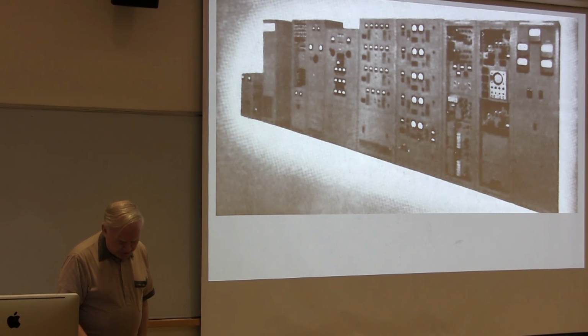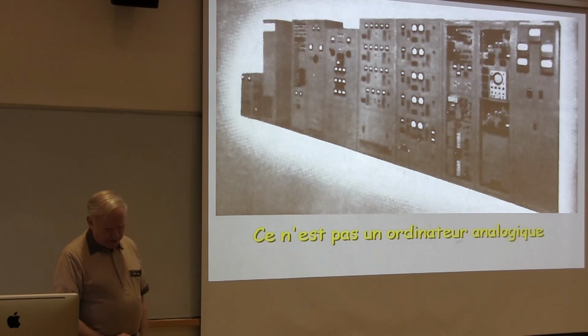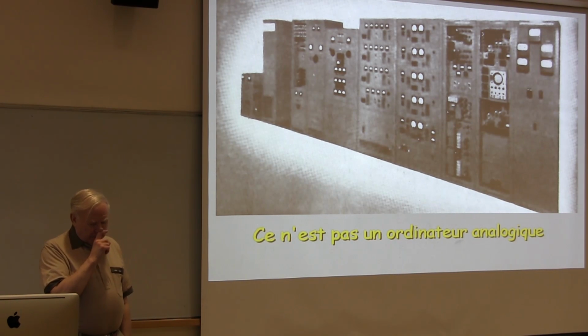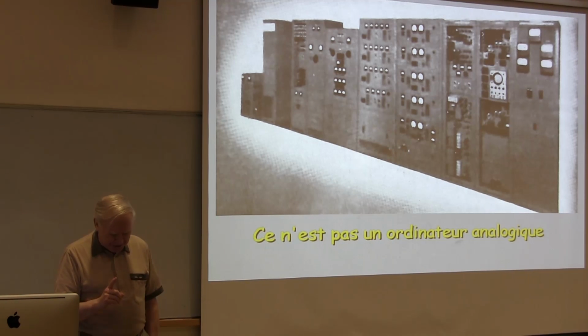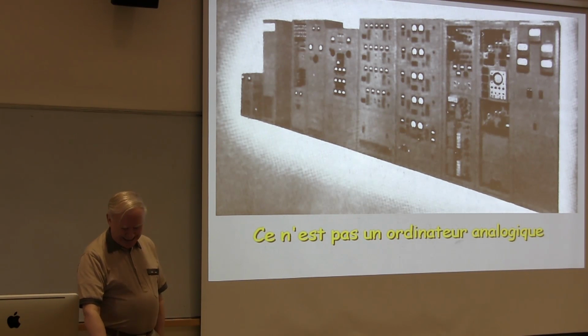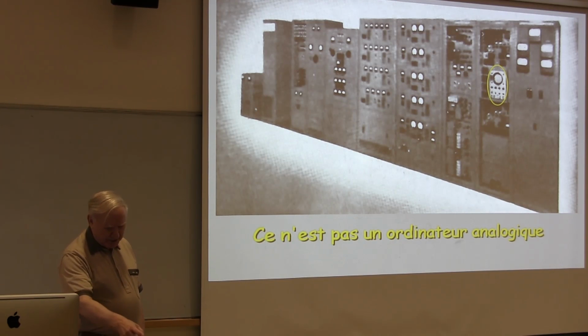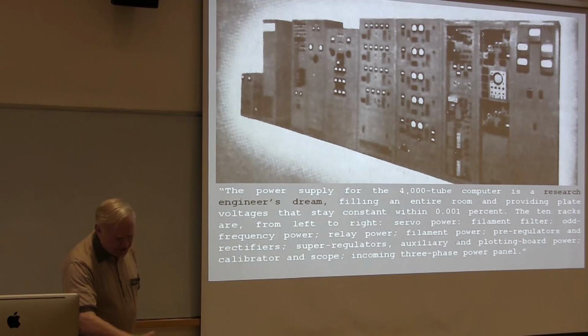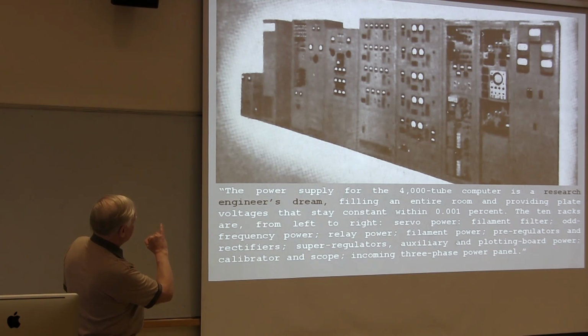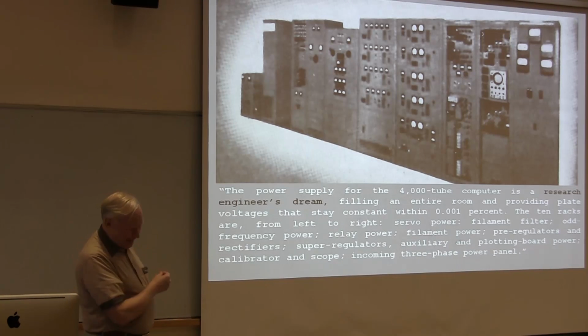Now, this is rather interesting. You might look at this and think it's an analog computer. Well, I make the point it isn't. But it is a power supply for an analog computer. And there's a little Dumont scope up there. But anyway, this is some of the text, which I find interesting. It's a 4,000 tube computer, but notice it says, this is a research engineer's dream. Well, it's a nightmare as far as I can see.